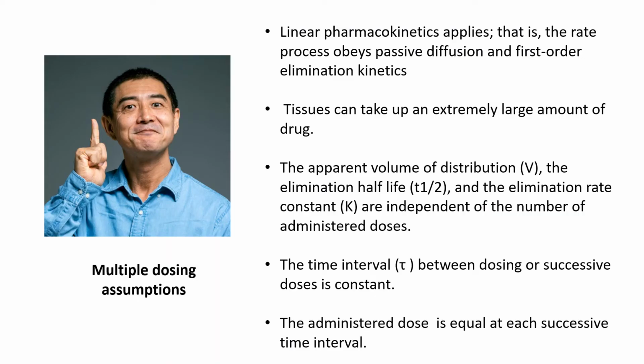Apart from the single compartment, other assumptions for the discussions are as follows. First of all, it should follow linear pharmacokinetics, that is, the rate processes obey passive diffusion and first order elimination kinetics. Second, the tissues can take up extremely large amounts of drug. Third, the apparent volume of distribution, the elimination half-life, and the elimination rate constant are independent of the number of administered doses. Then the time interval between successive doses is constant, and the administered dose is equal at each successive time interval.